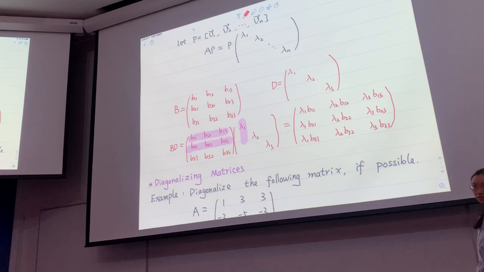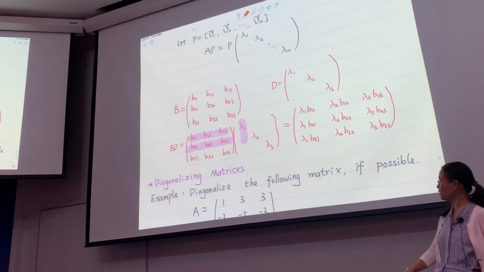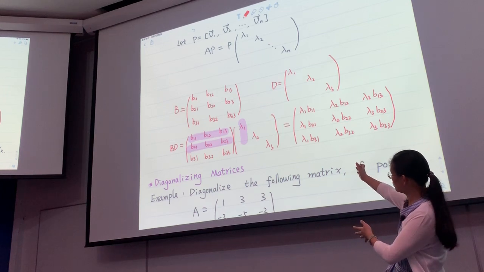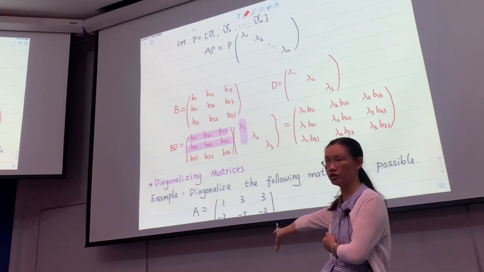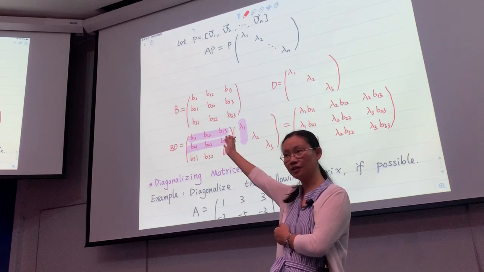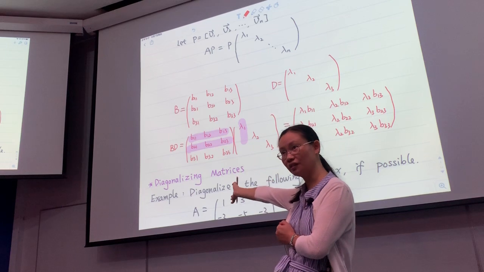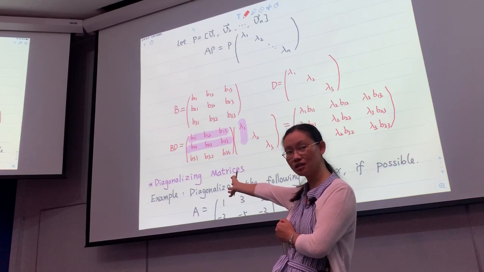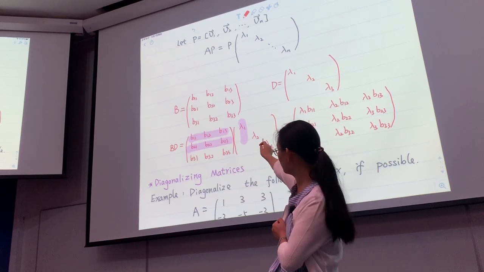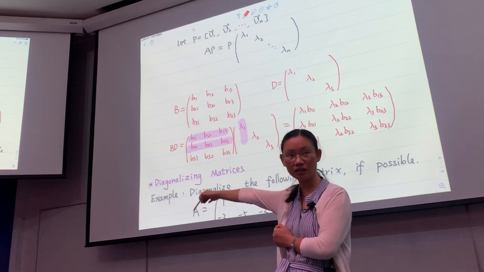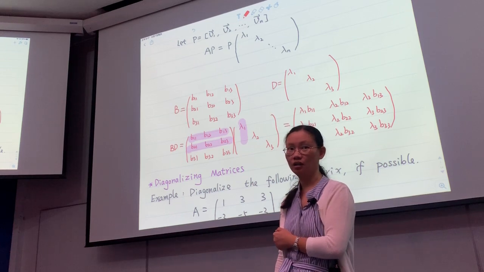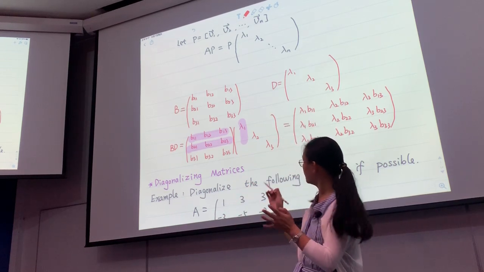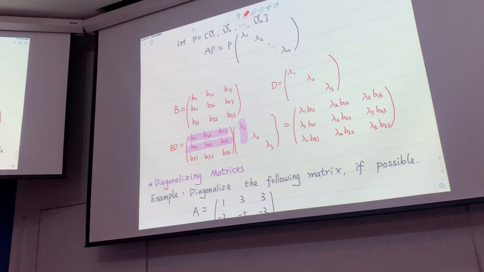Do you see what the effect is? If I multiply the diagonal matrix on the right-hand side, we do the scaling for each column. And what's the scaling number? The first column is scaled by the first element, lambda 1. The second column by lambda 2. The third column by lambda 3.